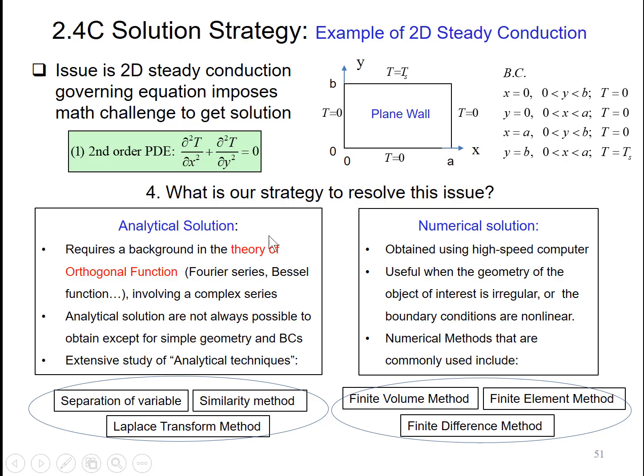If analytical solution is not available, we have to turn to numerical solution. It is obtained using very high-speed computer. The numerical solution is useful when the geometry of the object of interest is very irregular or the boundary conditions are very non-linear. There are many numerical methods in the research domain. For example, finite element, finite volume, and finite difference methods.